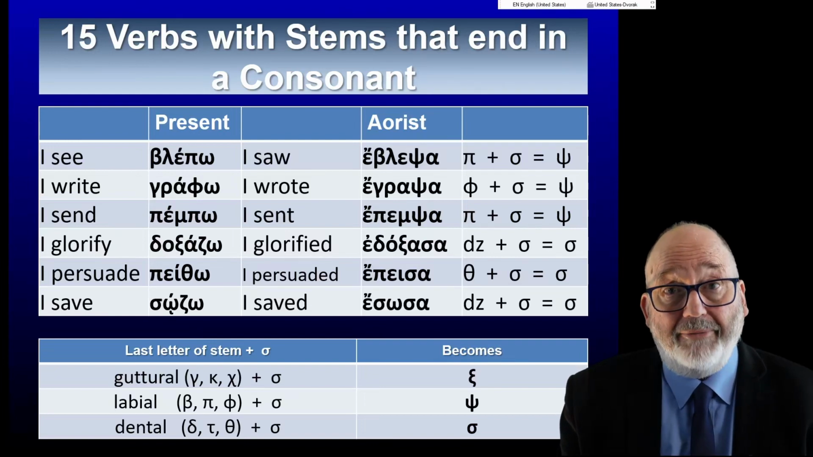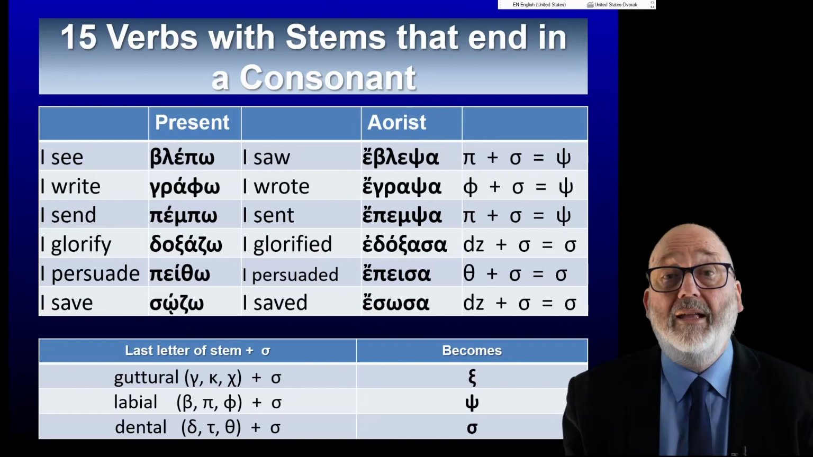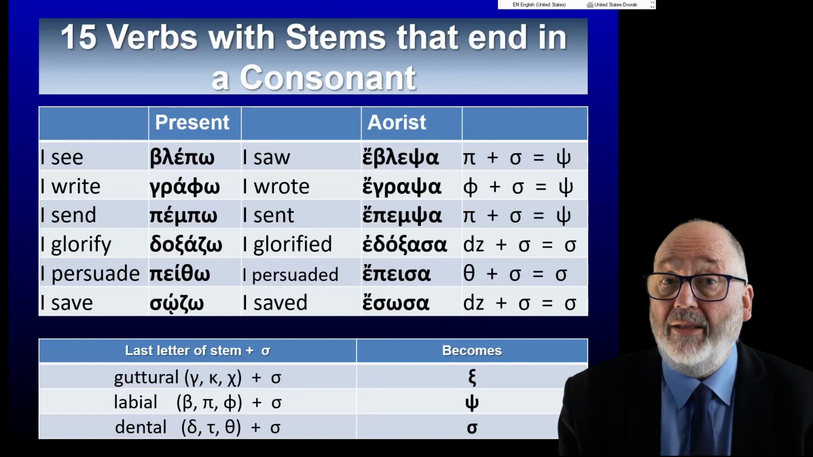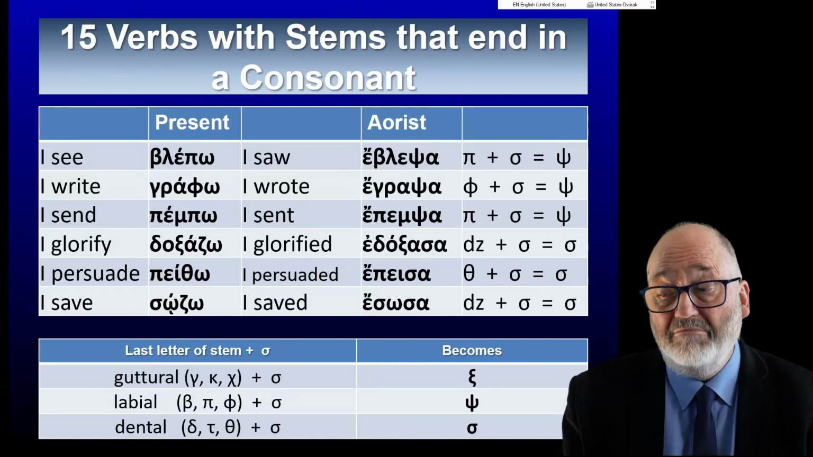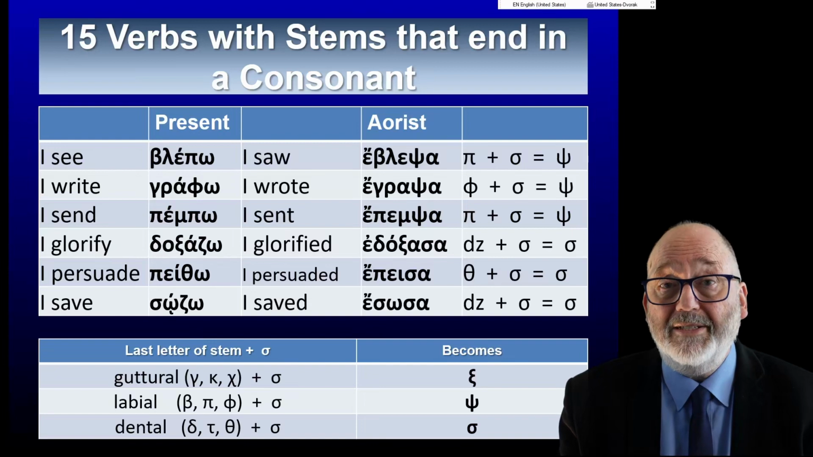The aorist of grapho is egrapsa, the f sound represented by the phi combined with a sigma to make a psi sound. Pempo, similarly, pi plus sigma make psi.